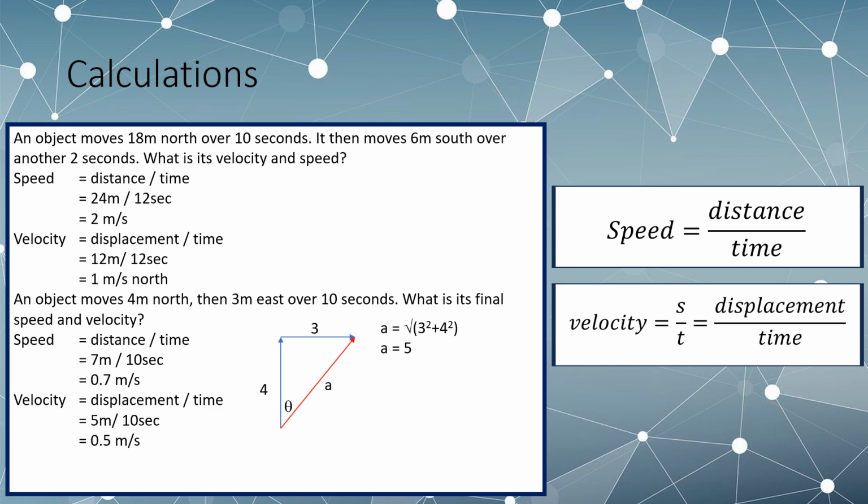Again, make sure you refresh yourself on these using our video if you're a bit unsure. But we'd have theta is equal to tan to the negative 1 of our opposite over our adjacent, in this case 3 over 4. And then our theta, or our angle, is going to be 76.39 degrees. So our final velocity will be 0.5 meters per second at north 76.39 degrees east, because we've gone from that north axis 76.39 degrees towards our east axis.